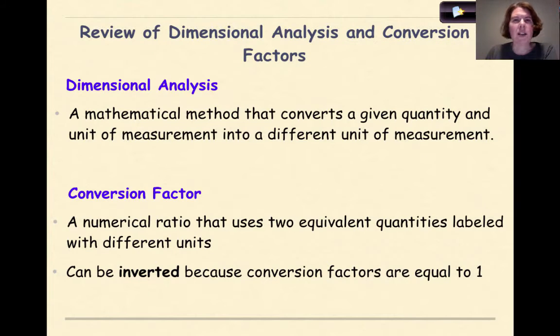So to get started, let's do a little review of dimensional analysis and conversion factors. What is dimensional analysis? Dimensional analysis is a mathematical method that converts a given quantity and unit of measurement into a different unit of measurement. So we're converting from one unit to another. In order to do that, we need something known as a conversion factor. This is a numerical ratio that uses two equivalent quantities labeled with different units. Conversion factors can be inverted because the conversion factors are equal to 1.